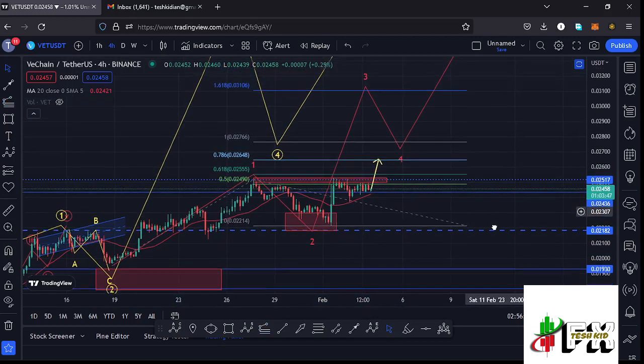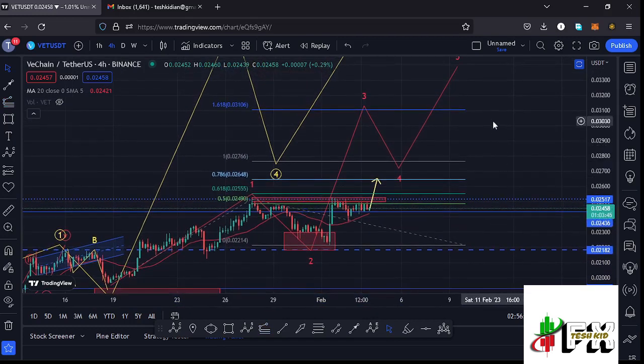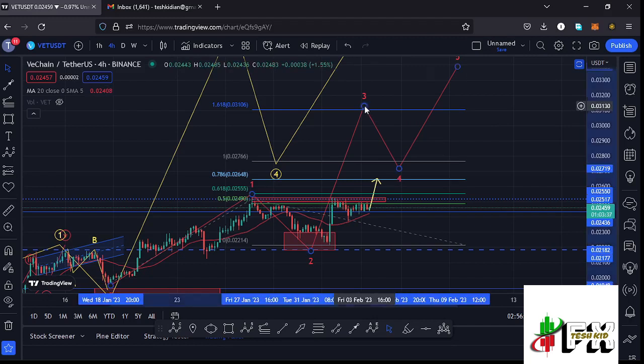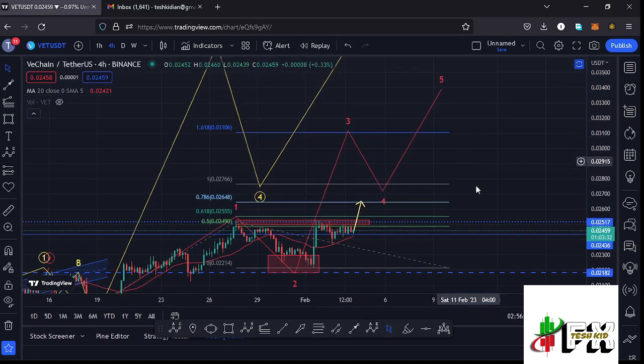That gives me a minimum target area in the formation of that wave 3 at the Fib level 1.618, which perfectly lies at around the $0.03106 mark, and that is the minimum that I'm expecting that higher Elliott wave count 3 to the upside to do before we can expect a wave 4 and then continue pushing even higher in the formation of that wave 5.